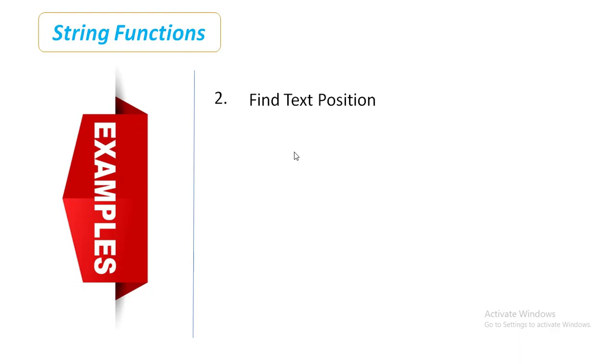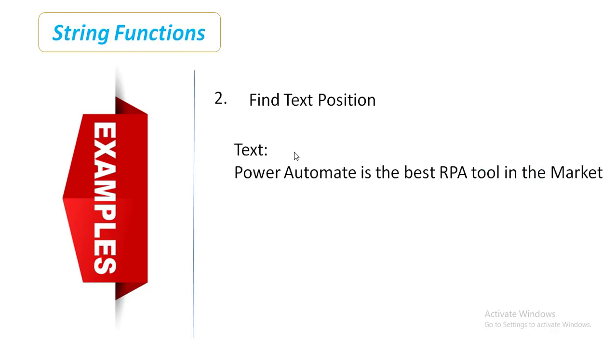which is available in the string functions. For example, I'm having the text in such a way: Power Automate is the best RPA tool in the market. This is the entire text which I have. Now I want to know the position of the input, that is RPA. If you see here, I'm having RPA after 1, 2, 3, 4, 5, and 6. So the sixth one is the RPA, right?